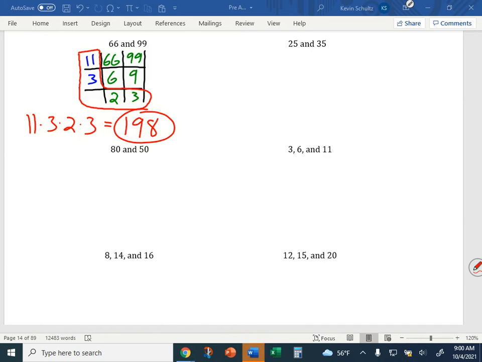Does it work for 3 numbers? Do you want to do 8, 14, and 16 or 12, 15, and 20? 12, 15, and 20. Anyone still copying that down? You should be copying this down. Okay?